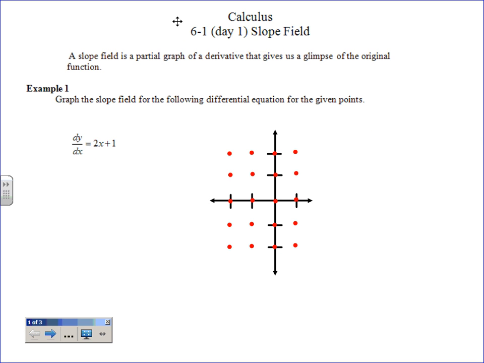Slope fields. Again, it seems strange that we're doing 6-1 last when it would actually come first. But a slope field is basically a partial graph of a derivative that gives us, like it says there, a glimpse of what the original could look like.